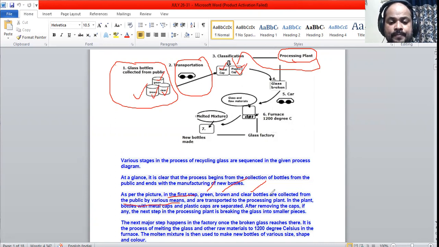Now, the caps are removed. If metal caps are there, they will be removed. Usually if you drink a bottle of soda or a bottle of beer covered by a metal cap, it is removed. So normally we won't see the metal caps or the plastic caps there, and if there is any, it is removed.